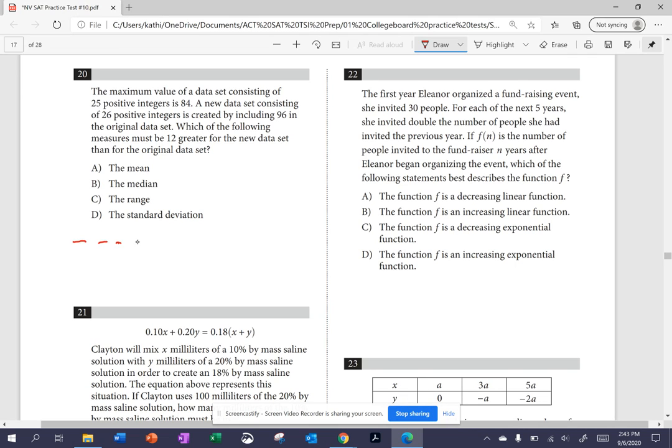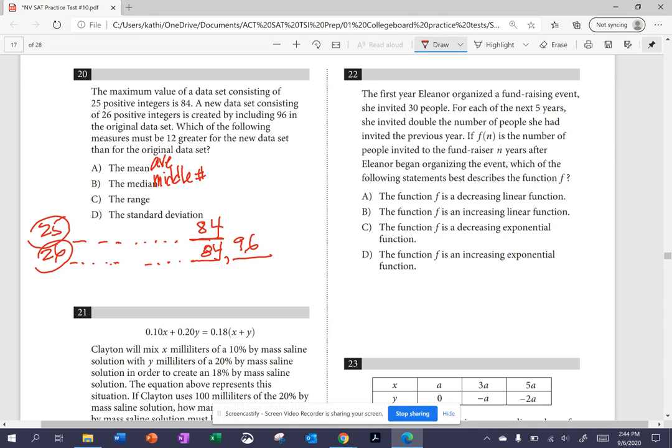So I have a bunch of numbers, and I end at 84. And my next data set, I have the same numbers. I have my 84, and then I added another number, 96. So here I have 25 integers, here I have 26. So mean is the average. So the average is going to change because I'm adding in another number, but not by 12. The median is the middle number. So the middle number is not going to be a difference of 12.